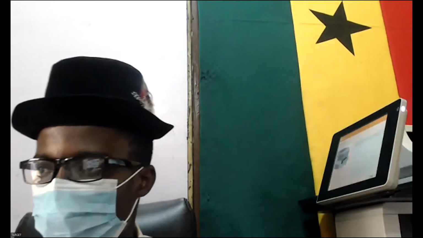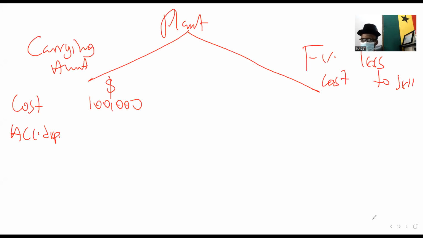So this is held for sale, 5 years. If each year depreciation is 10,000, 5 years will be how much? So it will be 100,000 divided by the 10 years, times 5 years. That will give us the accumulated depreciation. So that should be 50,000, right? Good. So that will be $50,000.